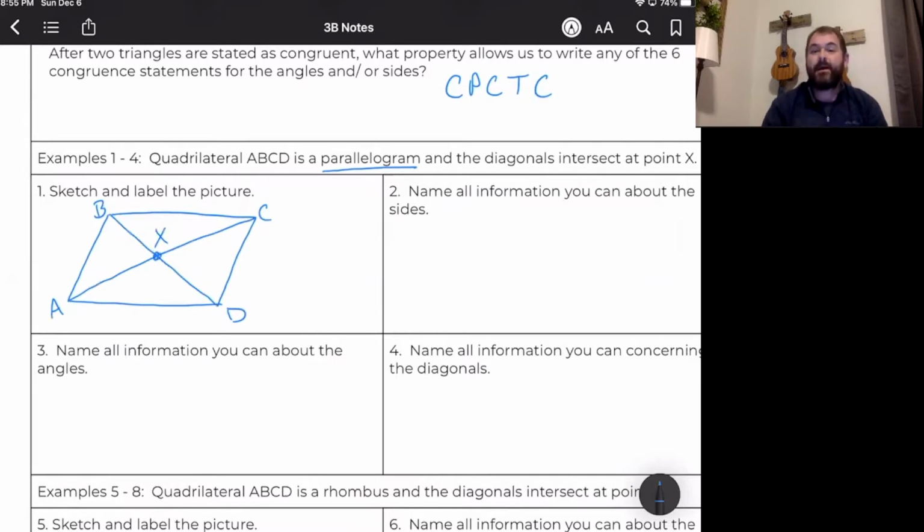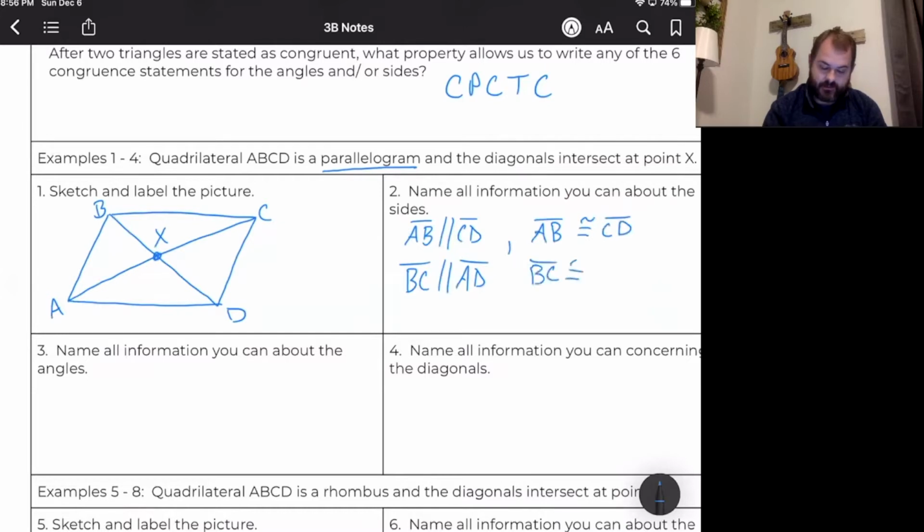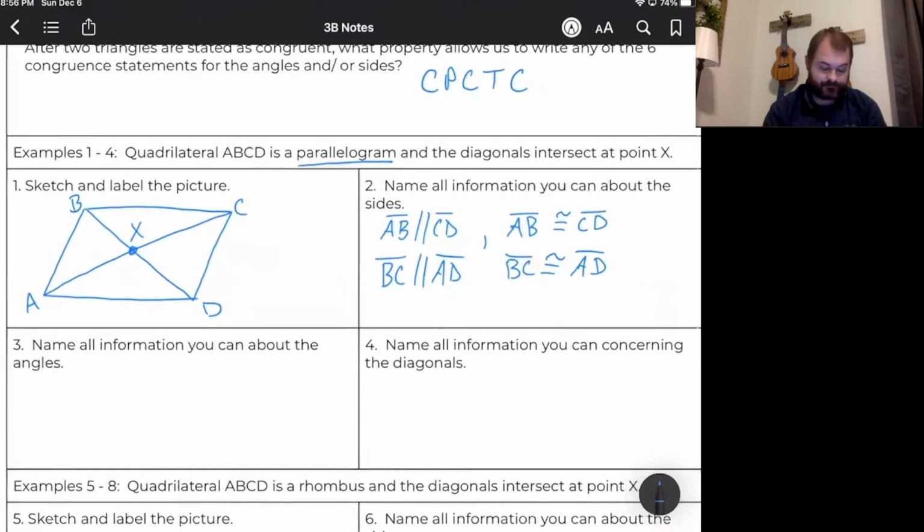Now, we want to name all the information we can about the sides. Well, remember what we know about sides of a parallelogram. Opposite sides are parallel. So I can say AB is parallel to CD, and I can say that BC is parallel to AD, but we also know opposite sides are congruent. So I can say AB is congruent to CD, and BC is congruent to AD. That's all I can tell about the sides here.